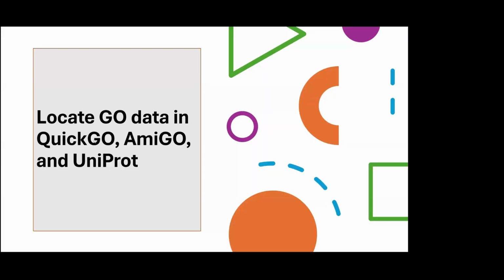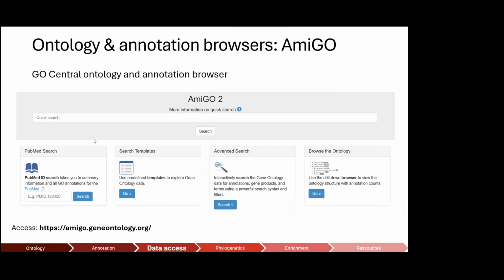So if you want to look at some specific GO data, there are several ways to do that. You can look at them in AmiGO, QuickGO, and UniProt. So we start with AmiGO. It's made by the GO Central Ontology. It's an annotation browser, so you can search for a specific protein to see all the annotations, or you can search for GO terms. You have a simple quick search, and you also have more complex search. You can search through PubMed, you have some advanced search, or you can directly browse the ontology.